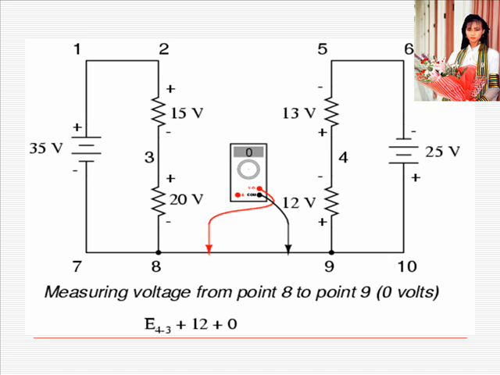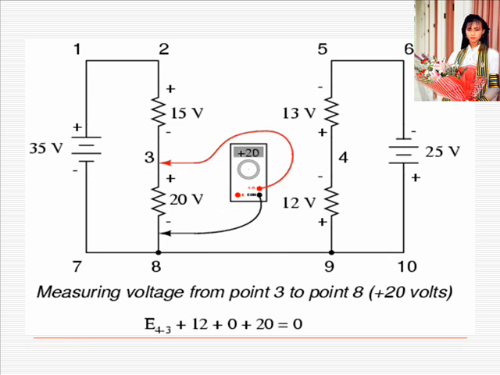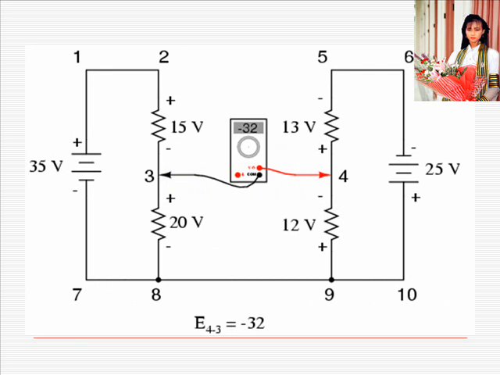Our final answer for the voltage from point 4 to point 3 is a negative 32 volts, telling us that point 3 is actually positive with respect to point 4. Precisely what a digital voltmeter would indicate with the red lead on point 4 and the black lead on point 3. In other words, the initial placement of our meter leads in this KVL problem was backwards.